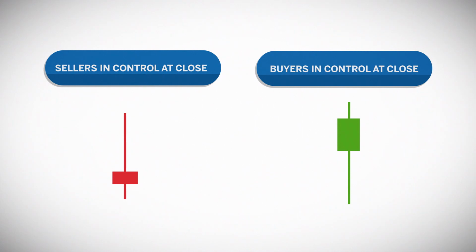Candlesticks can also show you who was in control at the close of the bar. If you have a small body near the low of the bar, it means that at the end of the bar, sellers had taken control from the buyers, who were strong at the open of the bar. If you have a small body near the top of the bar, it means that buyers took control from sellers at the end of the period.